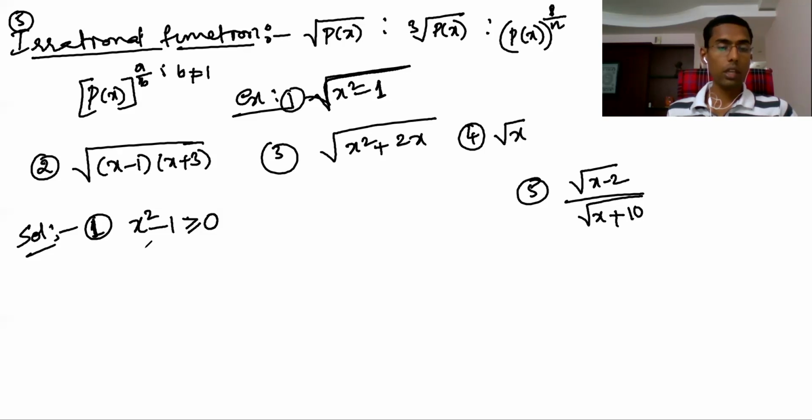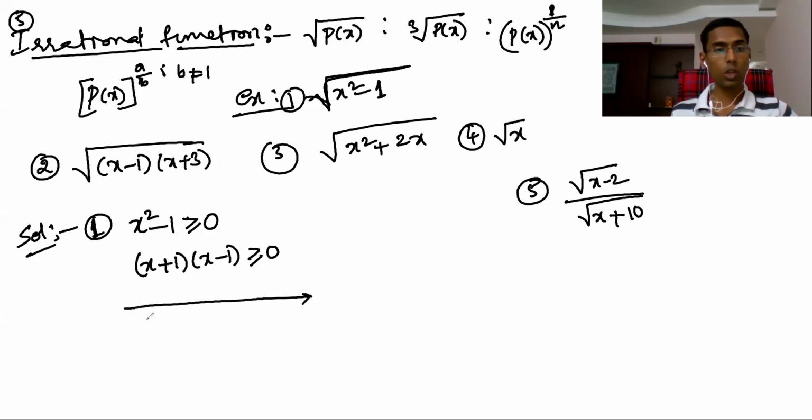Then what is the next step? The next step is to factorize this: x plus 1 into x minus 1 is greater than or equal to 0. How do you solve this inequality? You should learn this. I am showing you, so learn this.